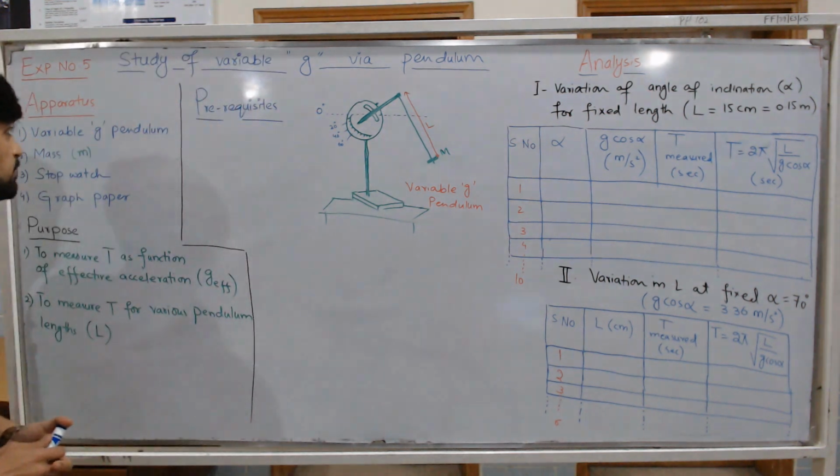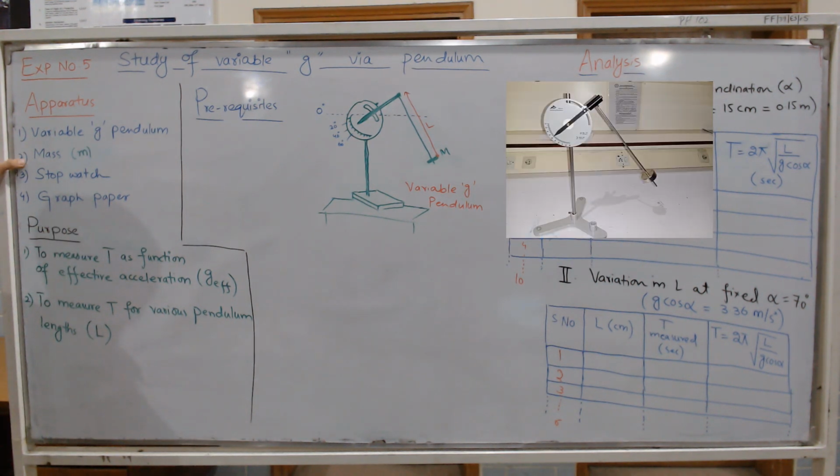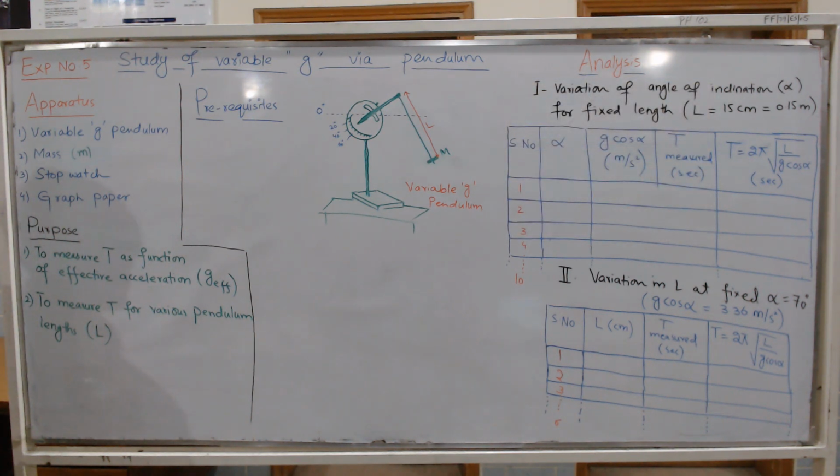The apparatus required for this experiment is the variable g pendulum. As you can see, we will need a mass which can be attached to the other end of the pendulum. We will need a stopwatch and a graph paper.